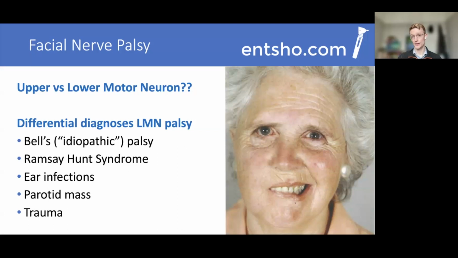Ramsay-Hunt syndrome, which is viral, mediated by herpes zoster virus reactivation. Ear infections, which, as we've just talked about, if severe, can cause facial nerve palsy. Parotid masses, or obviously any trauma.